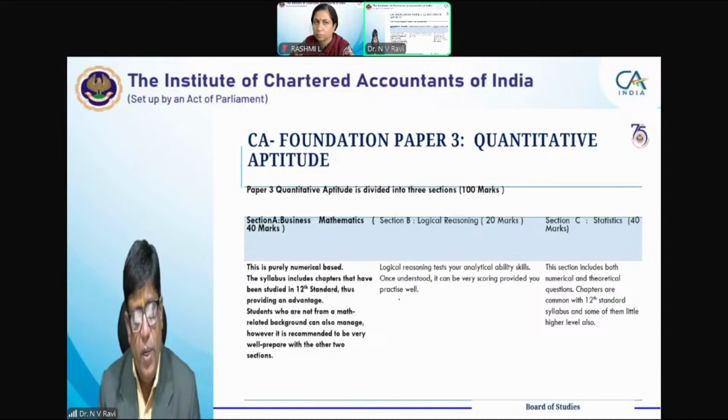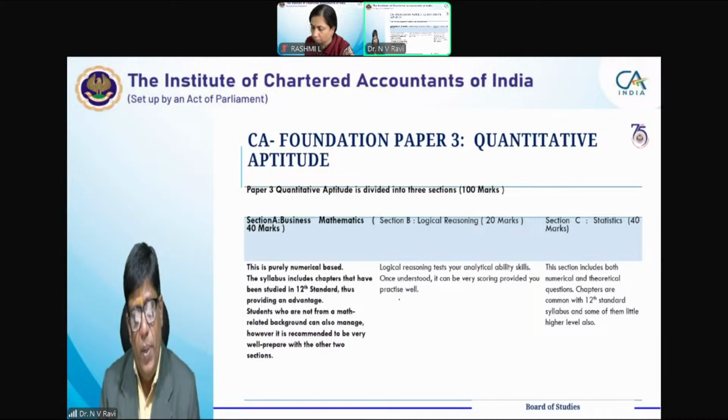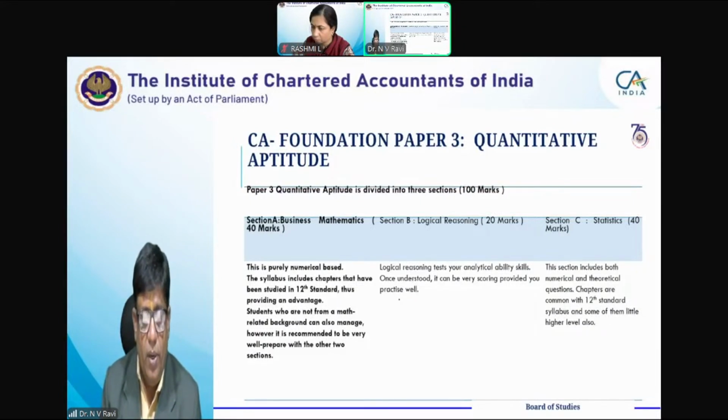And the next one is logical reasoning. Logical reasoning carries 20 marks, consisting of four chapters actually. Number series, like simple number series, letter series, and number series of other types, and some kind of odd man out, and coding-decoding are part of the syllabus.